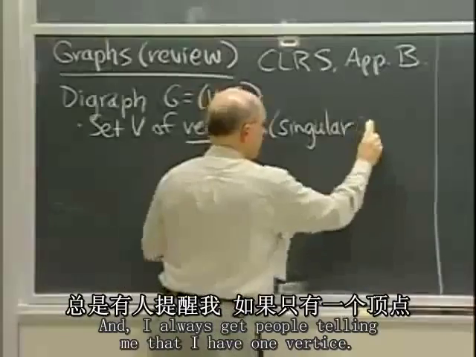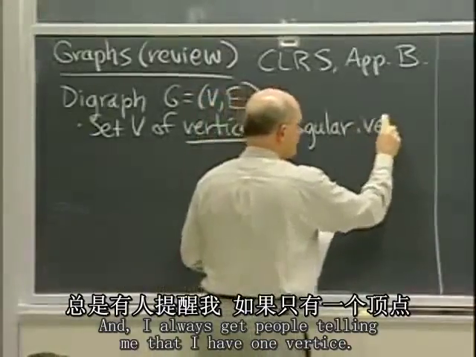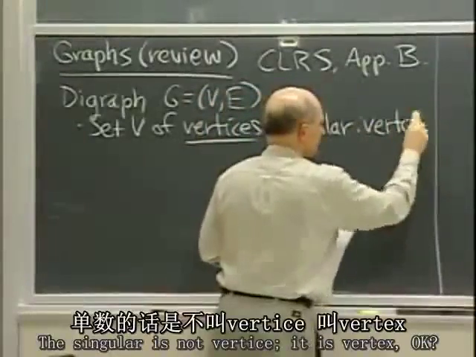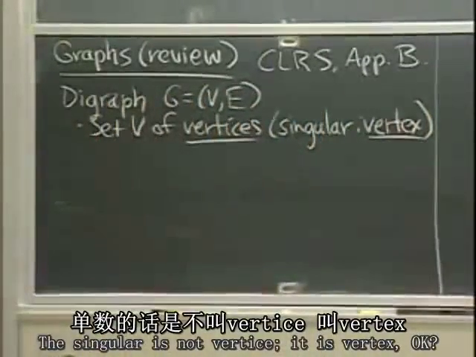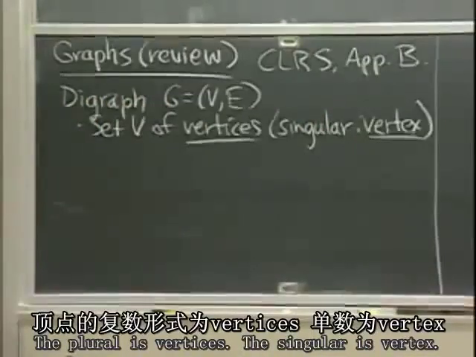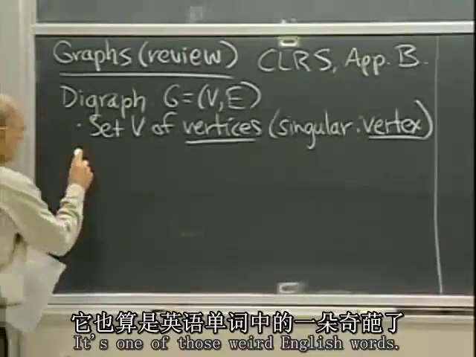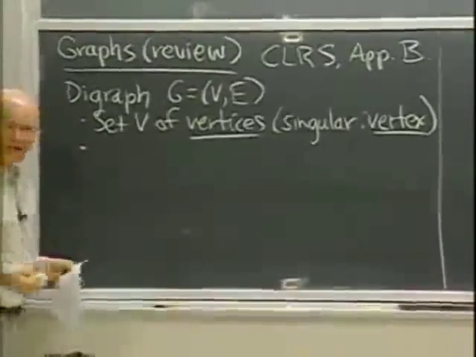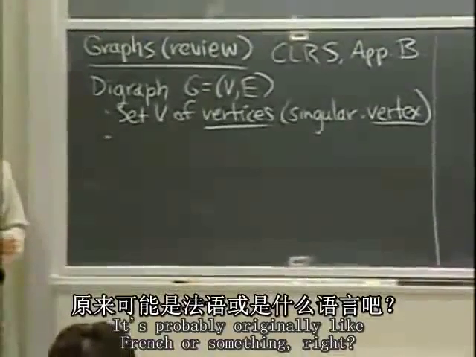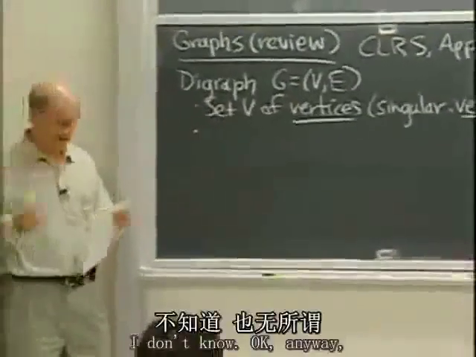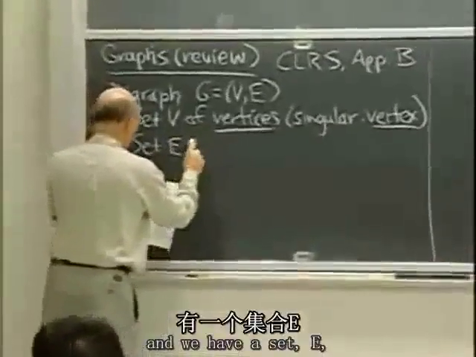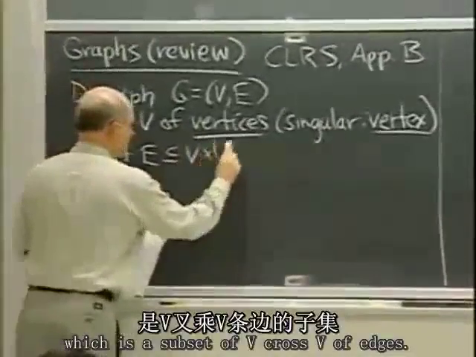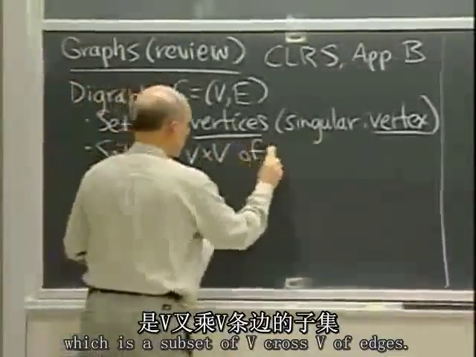I always get people telling me that I have one vertice. The singular is not vertice, it is vertex. Plural is vertices, singular is vertex. It's one of those weird English words. It's probably originally French or something, right? I don't know. Anyway, and we have a set E, which is a subset of V cross V, of edges.